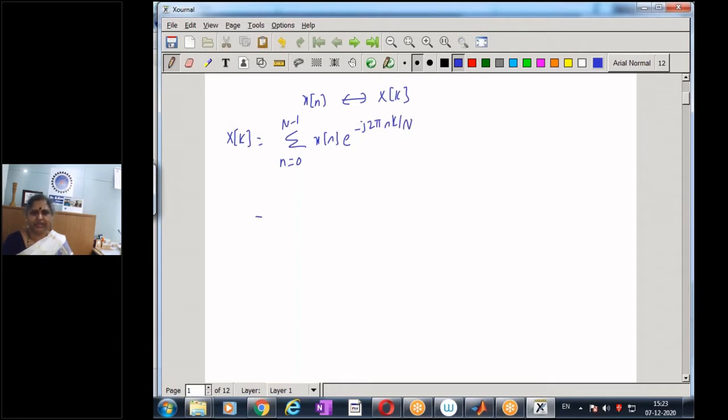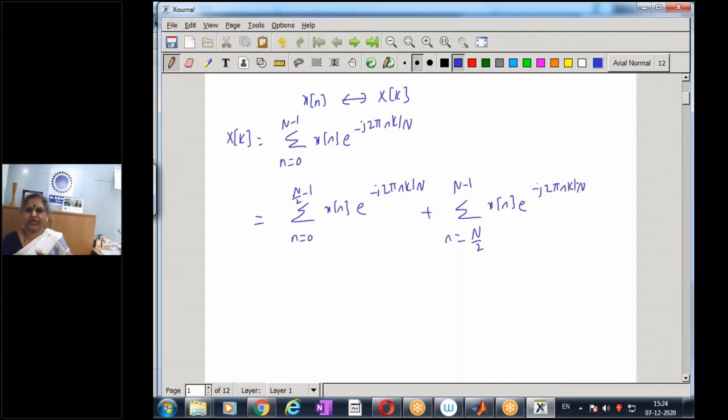This is our expression. Now what we'll do is split it into two summations. The first summation runs from 0 to n by 2 minus 1 of x of n e to the power of minus j 2 pi nk by n, plus the second summation from n by 2 to n minus 1 of x of n e to the power of minus j 2 pi nk by n. So I have not done anything; we are just taking the first half in one sum and the second half in the other sum.